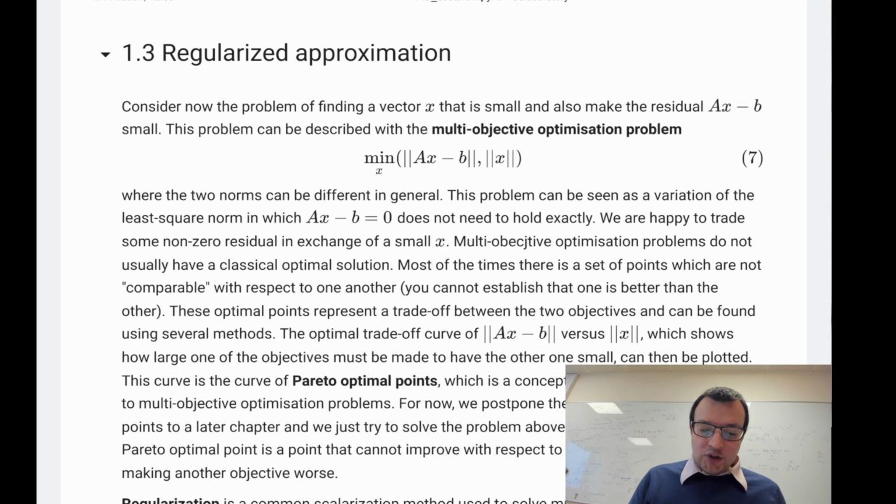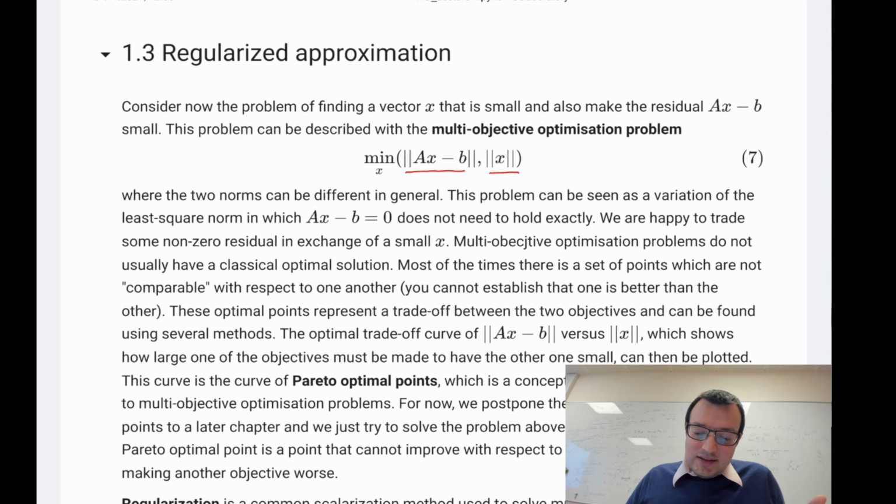Let's now look at another class of problems which belongs to the group of approximation and estimation problems, which is regularized approximation. And in a way, regularized approximation puts together the previous two problems, okay? So here the problem is essentially to find a vector x which is small and also makes the residual Ax minus b small. Okay, so this is the first example in this course of a multi-objective optimization problem. So we want to minimize two different objectives, okay? And the two norms can be different in general, can be different penalty functions, okay?